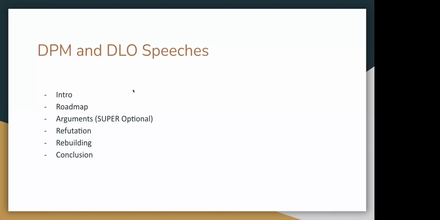The DPM and the DLO speeches are very, very similar, so I'll do them together, right? Intro, roadmap, the same thing. And then you bring up arguments if you want to. This is super optional. I would say in the DLO speech, sometimes it's actually very advantageous to just not bring up an argument, but you can, right? So this is why I put this optional note here, but then refutation, rebuilding, and then conclusion of that speech. Those two speeches are very similar.